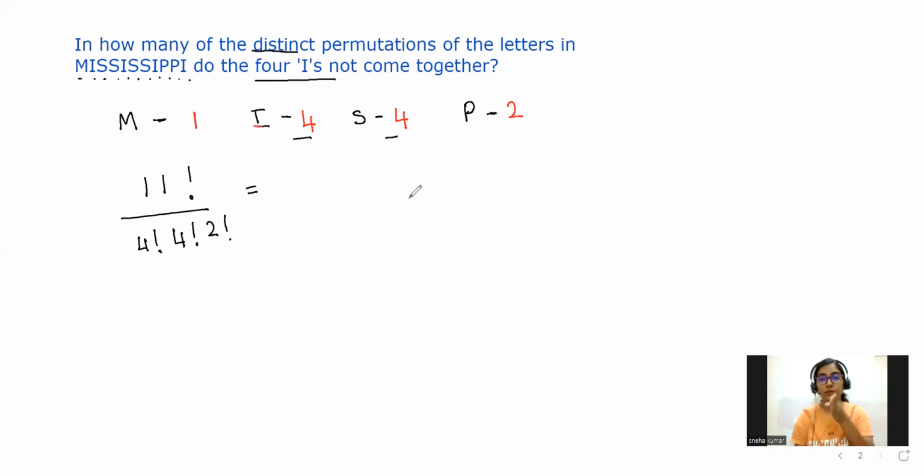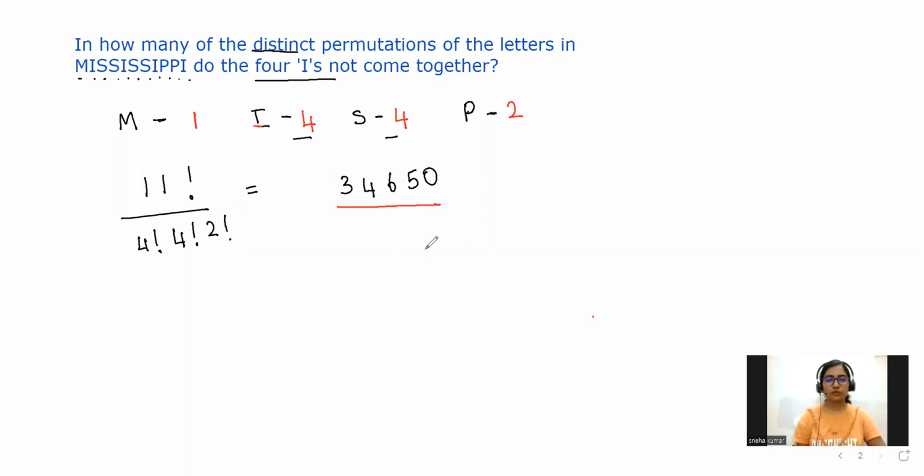So 11 factorial will be 11 into 10 into 9 up till 1. So if we simplify this, that will be equal to 34,650. So these are the distinct permutations. Okay. Next, they have given me a condition where these four I's shouldn't come together.